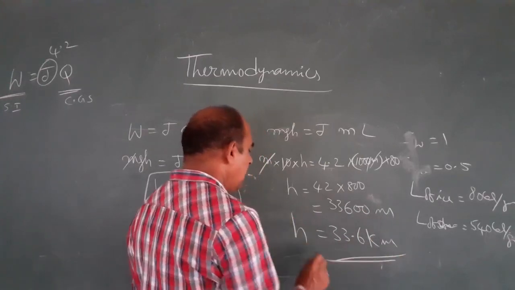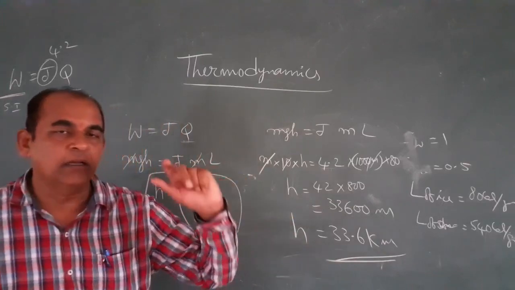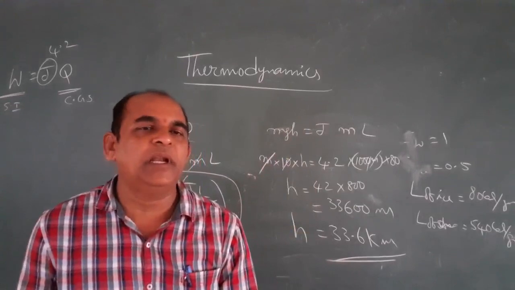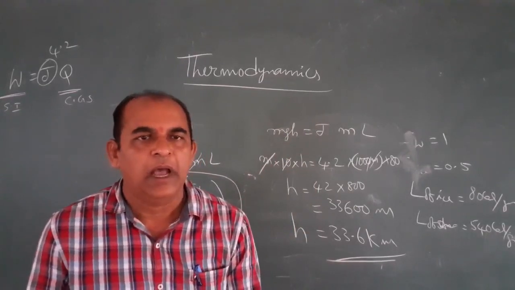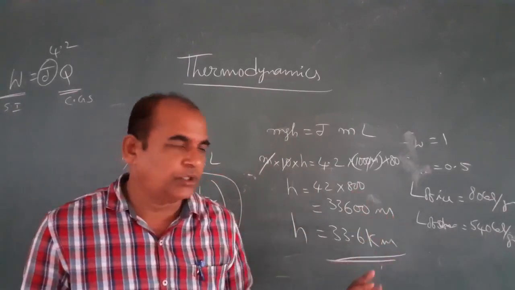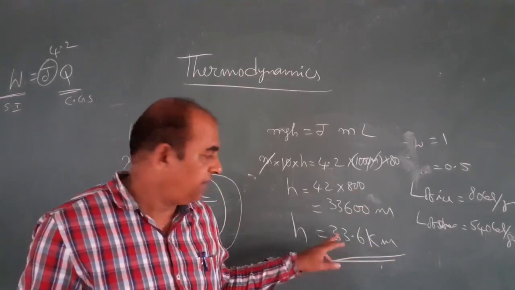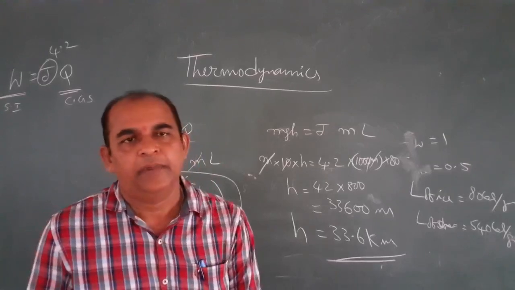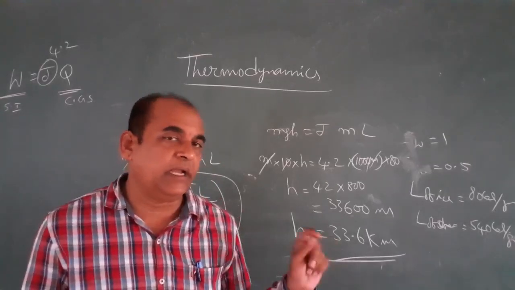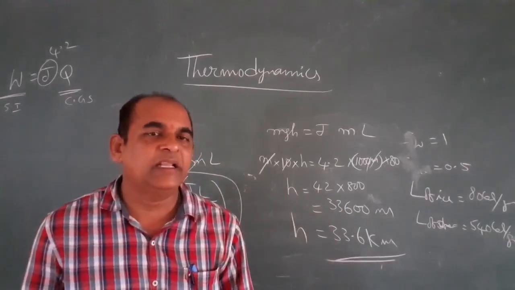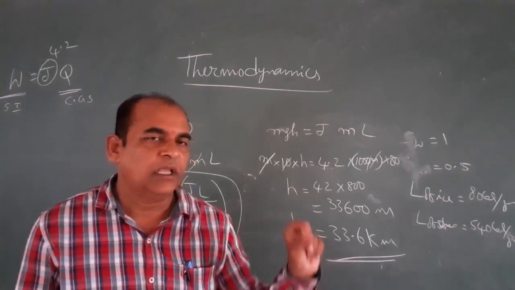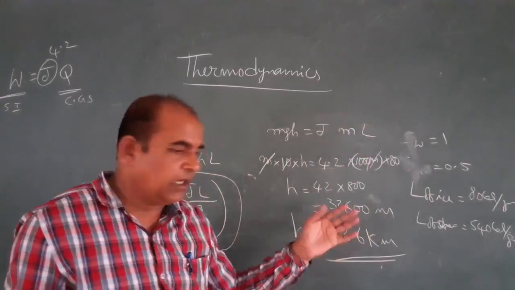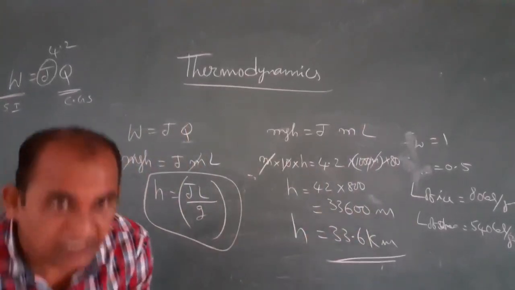So this is the height from which the ice cube is dropped such that it just melts completely on reaching the ground. If you drop it from a height of 33.6 kilometer, the ice cube just melts on reaching the ground, and this height is independent of mass. Even though it is 1 gram or 1 kilogram, if it is dropped from this height, it just melts on reaching the ground.